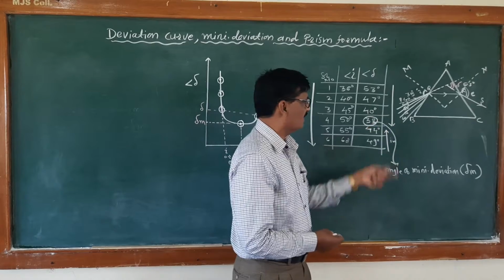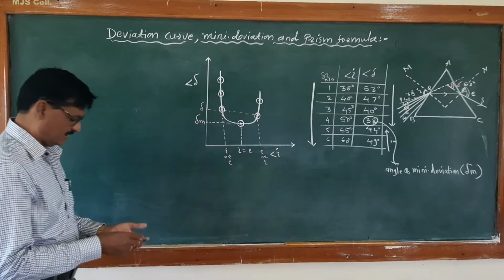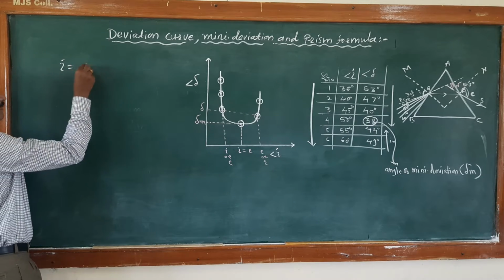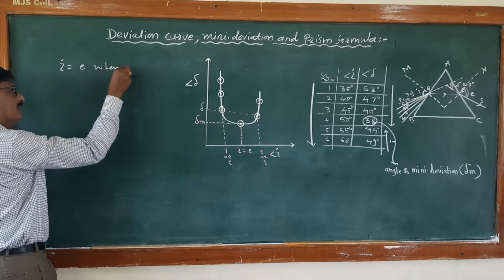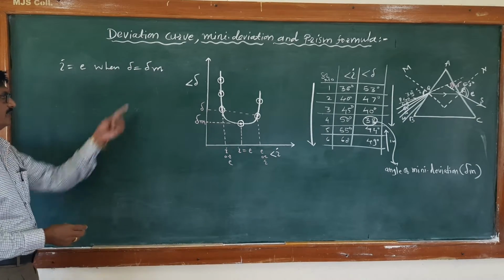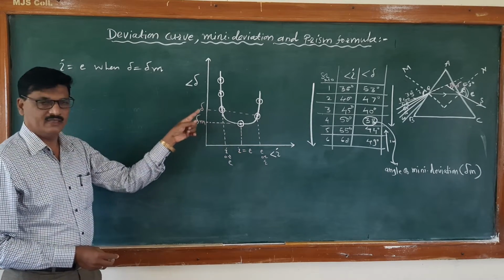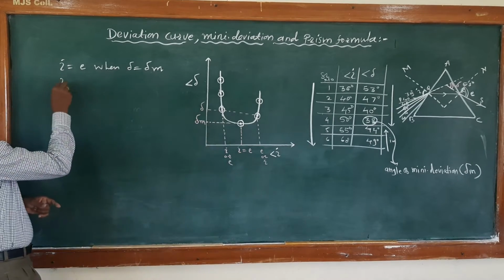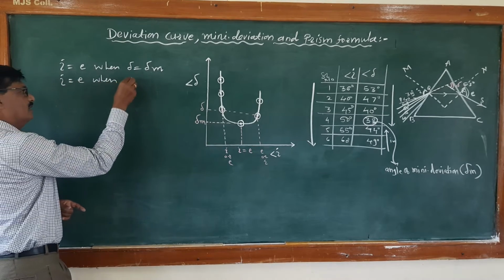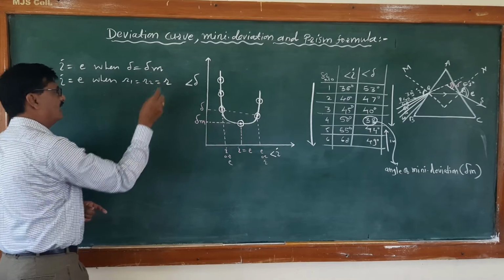If the ray of light undergoes minimum deviation, at that time angle of incidence is equal to angle of emergence. Suppose I is equal to E when del is equal to del M. And the second condition here: I is equal to E when R1 is equal to R2 is equal to small r.